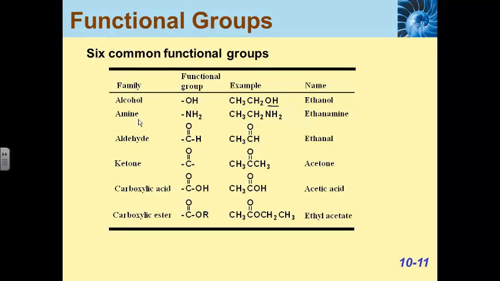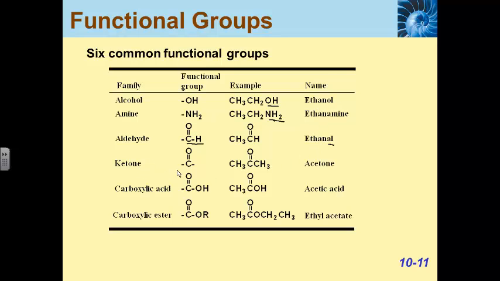An amine has a functional group NH2. Here's ethylamine, or ethanamine, CH3CH2NH2, the functional group. An aldehyde has a C double bond O at the end of a carbonyl chain, and we'll see its nomenclature relies on an AL ending. Ethanol, in an aldehyde, ethanal. Hear the difference? OL, ethanol, ethanal.